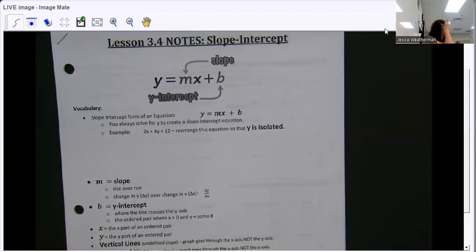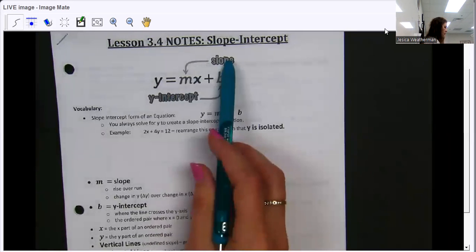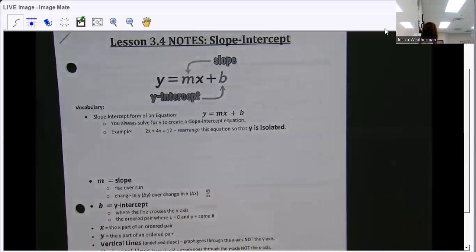Okay, so 3.4 slope intercept form. We're going to encounter all kinds of different types of equations in this chapter, and each equation is used for different things. Slope intercept is not new. The m represents your slope and the y-intercept is your b. That's where it crosses the y-axis.